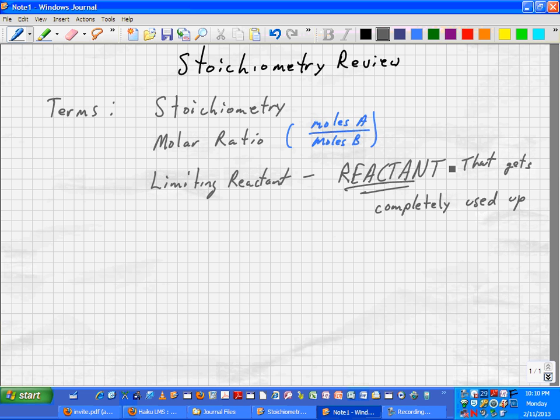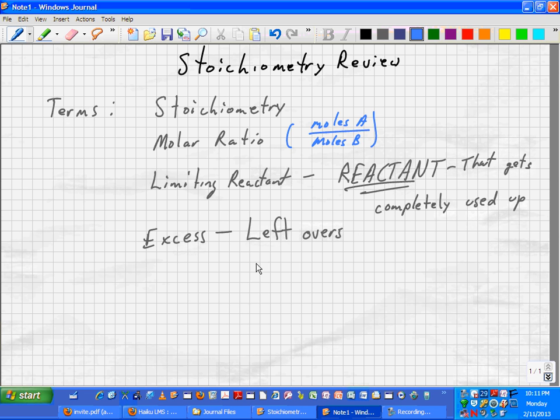Of course, the way we find it is that we figure out which reactant makes the least amount of product, but that reactant that makes the least amount of product is the limiting reactant. So be sure you read your questions carefully tomorrow. Know what excess means. That would be your leftovers, what isn't used up.